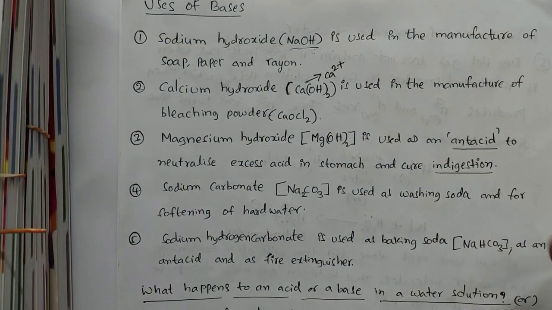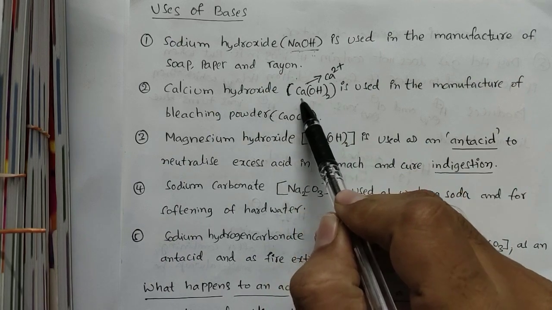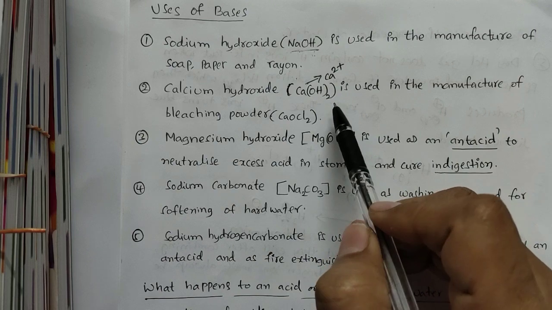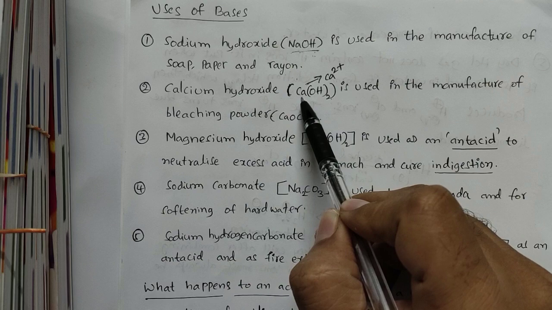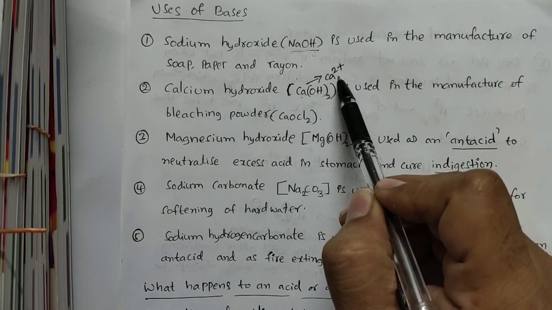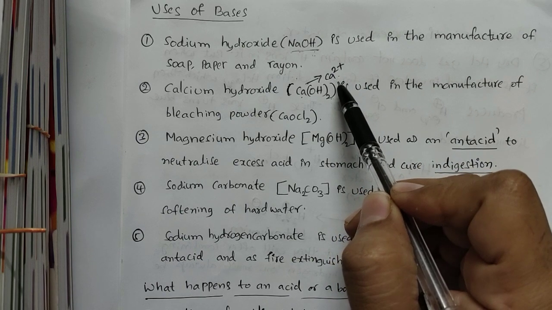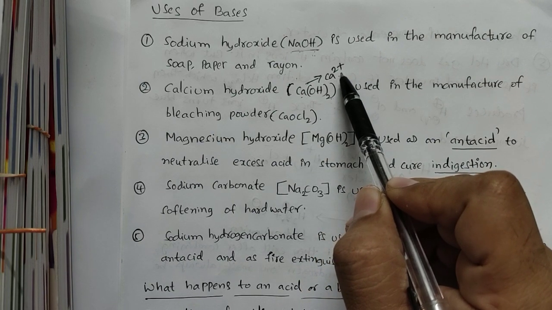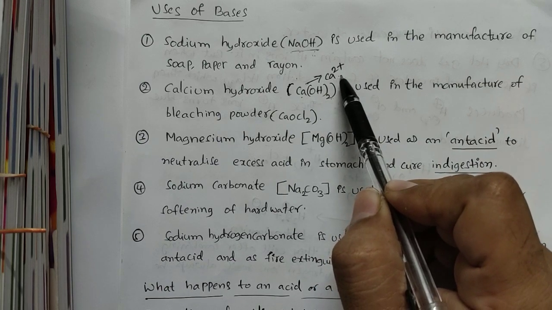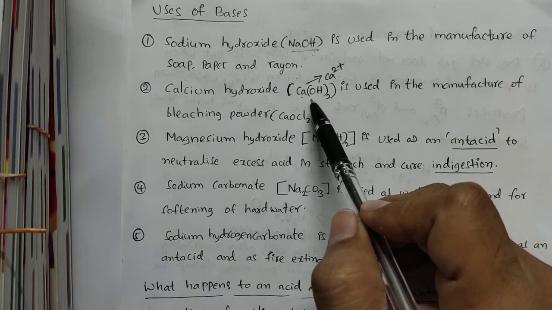It is used for commercial purposes like manufacturing of soap, paper and textile industries. Next, calcium hydroxide. The chemical formula of calcium hydroxide is Ca(OH)2. Why are there two hydroxy groups here? Because the metal atom is calcium and its valency is +2. Valency is nothing but its combining capacity, that means it can form two bonds. Since it has a +2 charge, it can be bonded with two hydroxide groups, so the formula is Ca(OH)2.